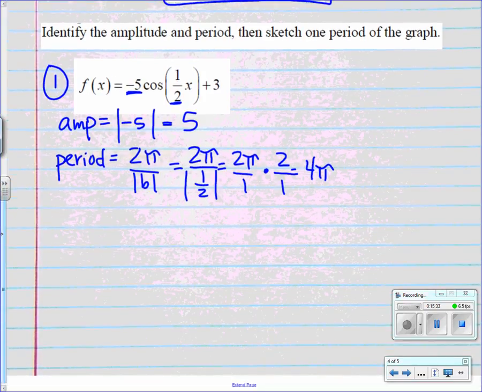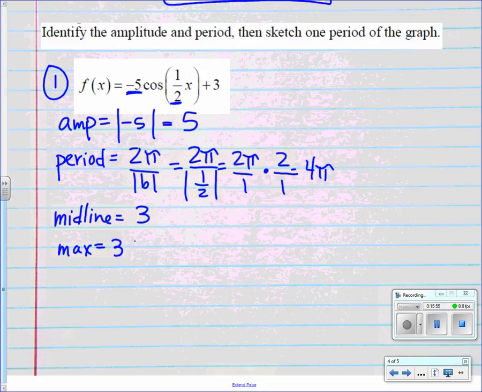Okay, so it repeats every 4 pi. Let's see, what did we do next? Midline. Midline is what's being added or subtracted. It is the 3, so that's where the middle of our wave will be. Maximum is the midline plus the amplitude. So the midline is 3 plus the amplitude, which we had was a positive 5. So it will always be a positive number that you add there.